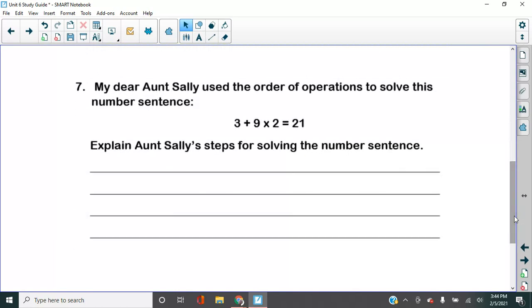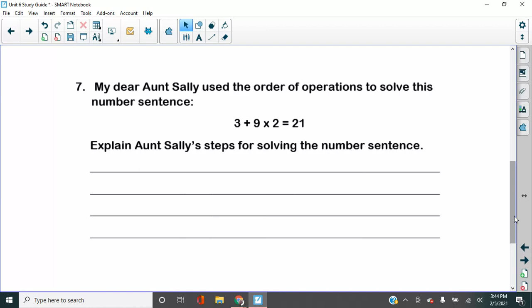Number 7, my dear Aunt Sally. Oh, I know my dear Aunt Sally. Remember my dear Aunt Sally? You saw her in the video. Use the order of operations to solve this number sentence. Explain Aunt Sally's steps for solving the number sentence.